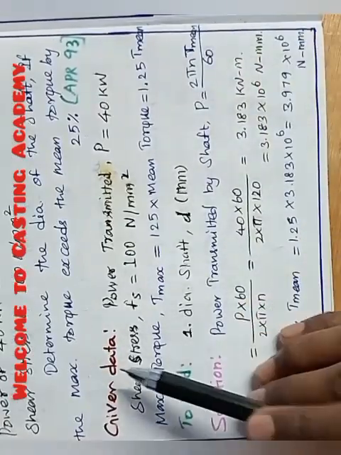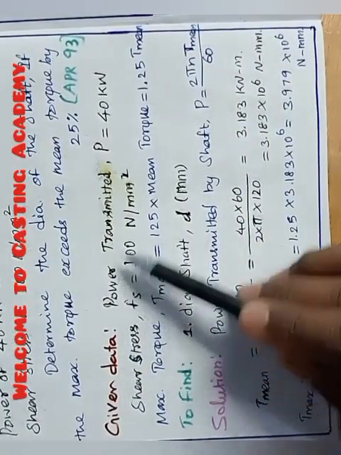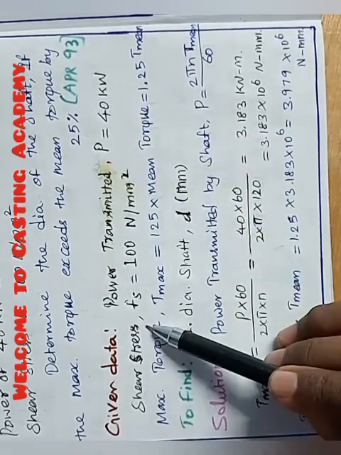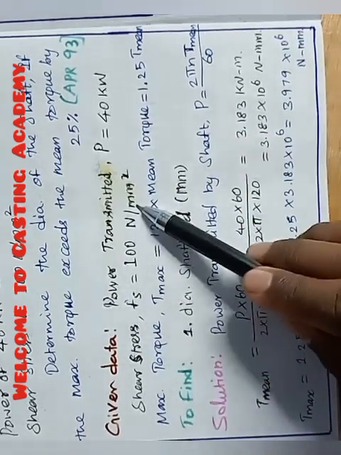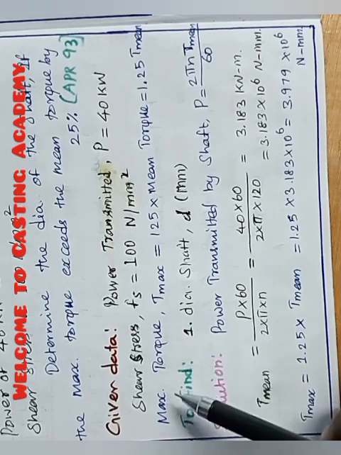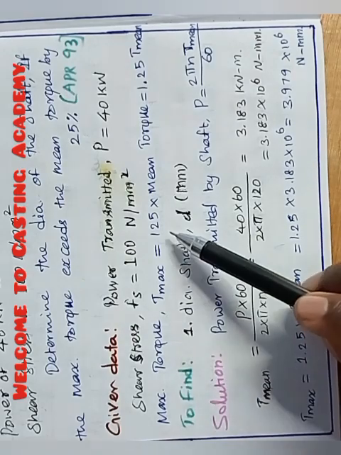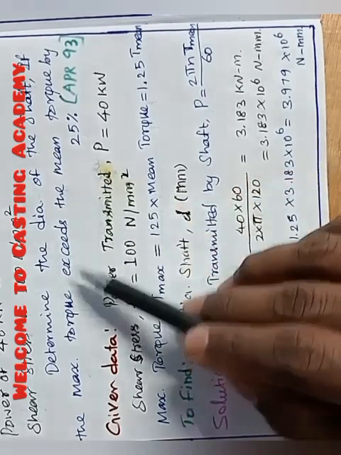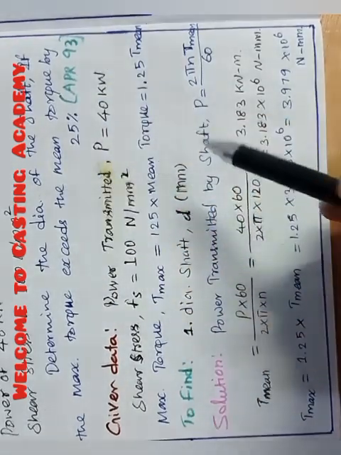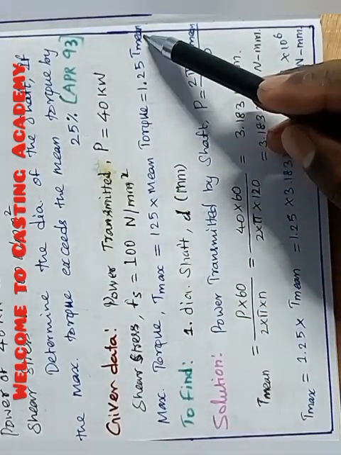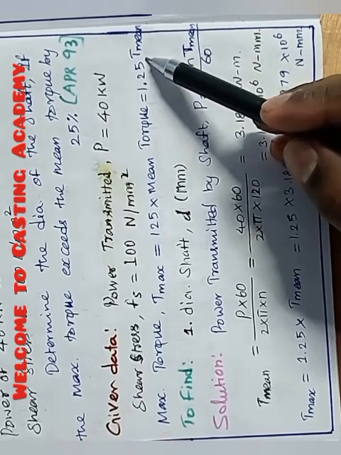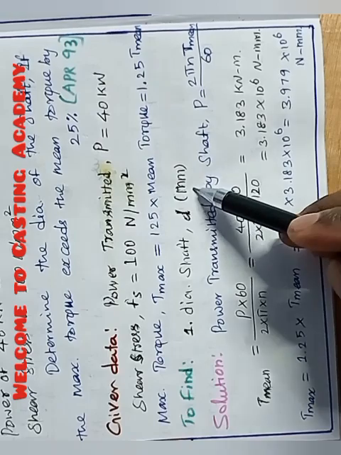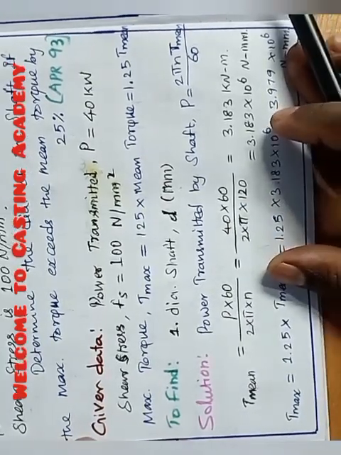First of all, you write down the given data. Power transmitted P equal to 40 kilowatt and shear stress Fs equal to 100 Newton per mm square. Then maximum torque T max equal to 1.25 into the mean torque, as the maximum torque exceeds the mean torque by 25%. Here we have to find the diameter of the shaft D in mm.